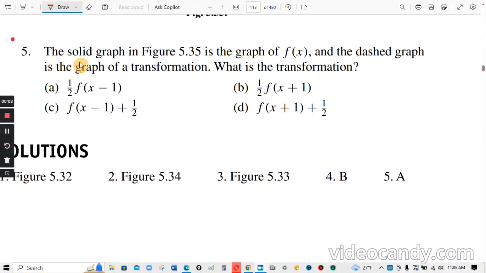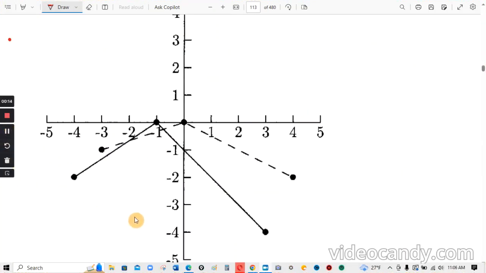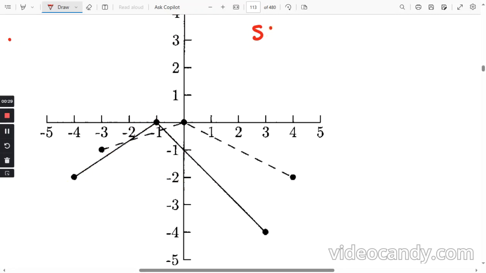All right, number 5, the solid graph in figure 535 is a graph of f of x. The dashed graph is the transformation. What is the transformation? I say we should get the coordinates for each one. Okay. The one with the solid graph, we'll label that S. All right. I'll just make a list of the coordinates over here. So the solid graph will be S, and the ones with the dashes, we'll call that D.